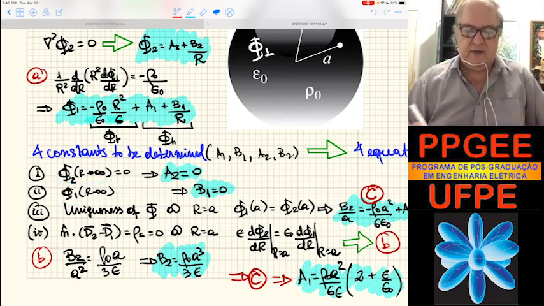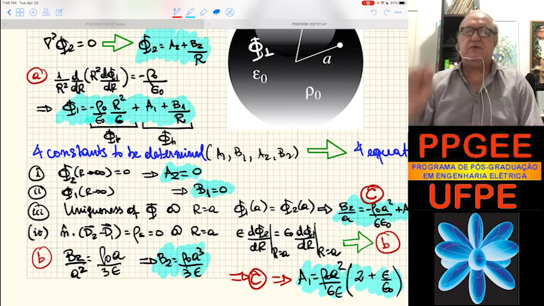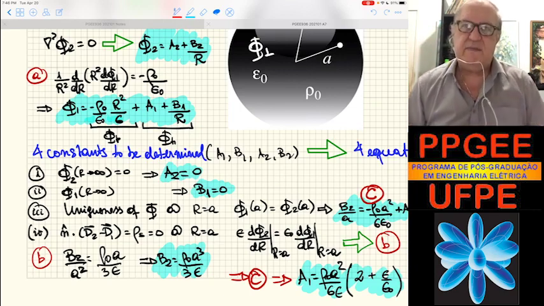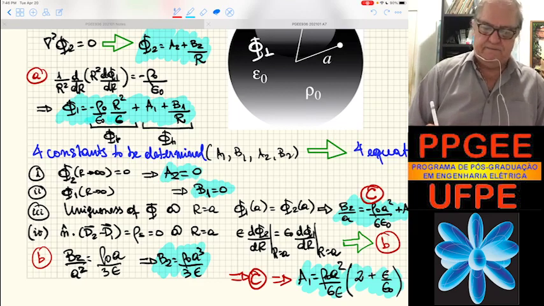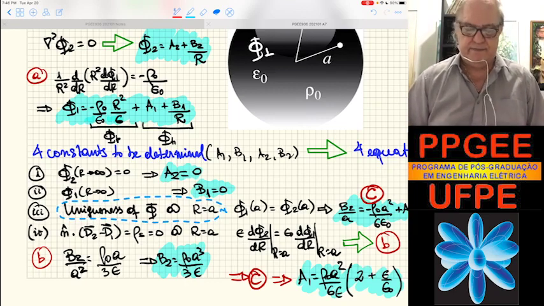The other is the uniqueness of the potential solution. I mean, in a boundary between 2 different regions, the potential calculated from one side has to be the same as that calculated from the other side. So we have a unique value of the potential at R equals A. I'm going to look at that.